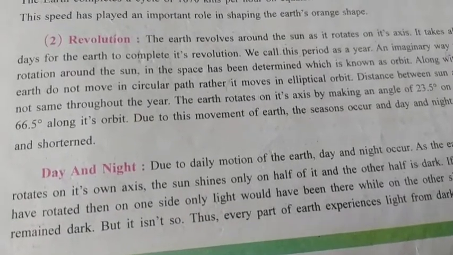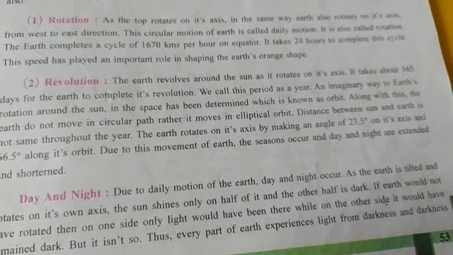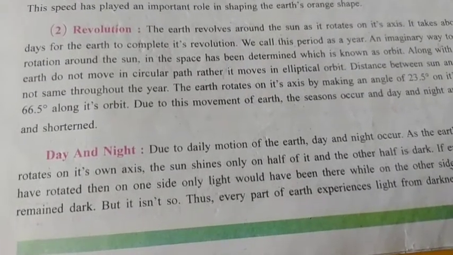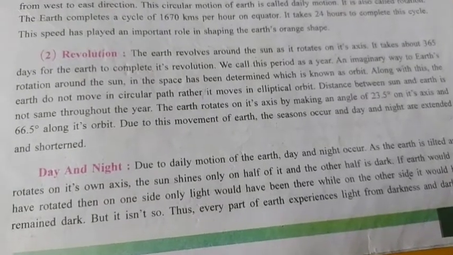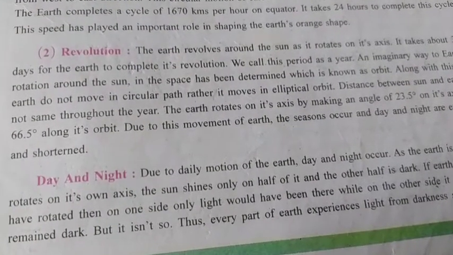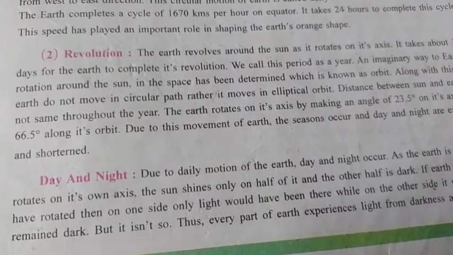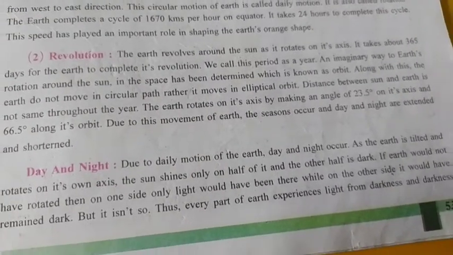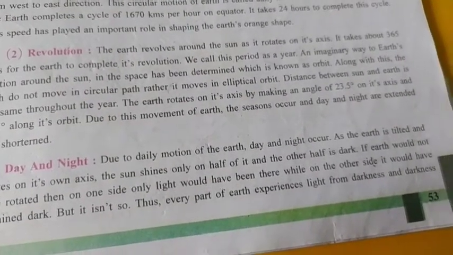Okay. So, let's see day and night. Due to daily motion of the earth, day and night occur. As the earth is tilted and rotates on its own axis, the sun shines only on half of it and the other half is dark. So how do day and night occur? Due to daily motion of the earth. If earth would not have rotated, then on one side only light would have been there, while on the other side it would have remained dark. But it isn't so. Thus every part of earth experiences light from darkness and darkness from light.